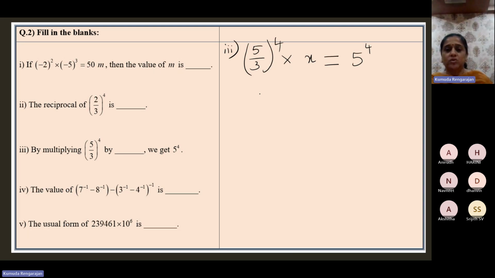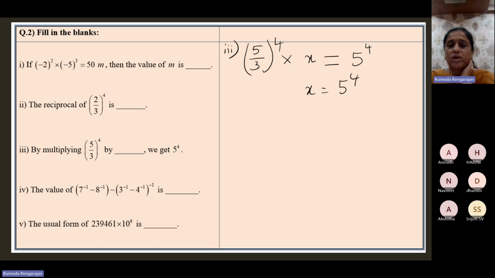All right. See, it's very situational, I can't say in which situation you have to do this. It depends on what is given. So here what you can do is, you can bring this 5 to the power 4 to the left hand side, or you can take (5/3) the whole power 4 to the right hand side.